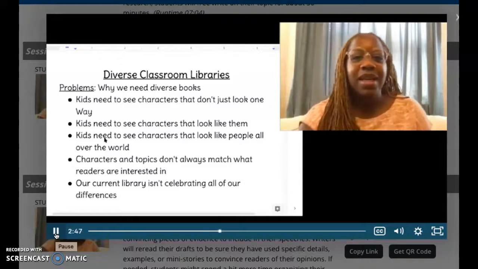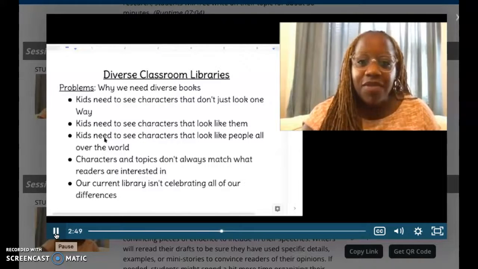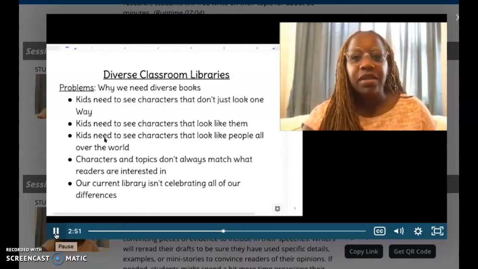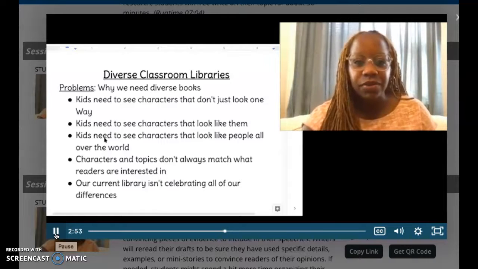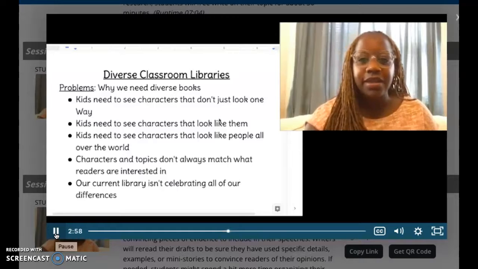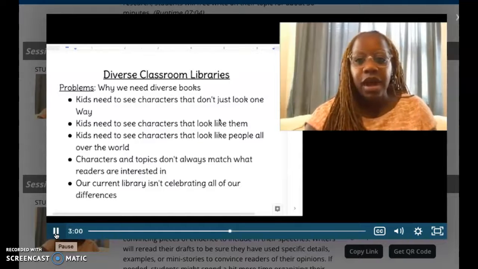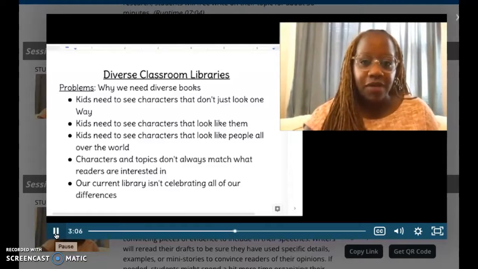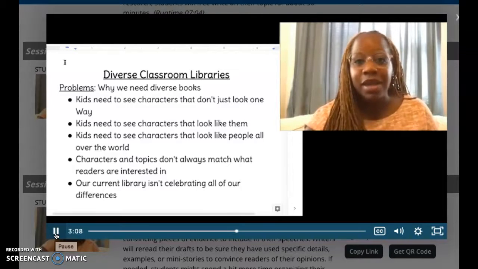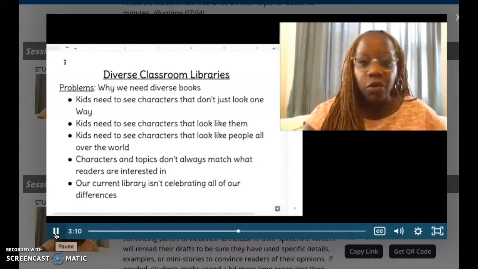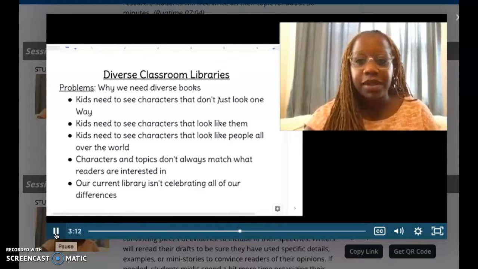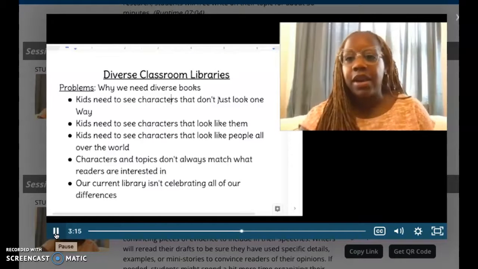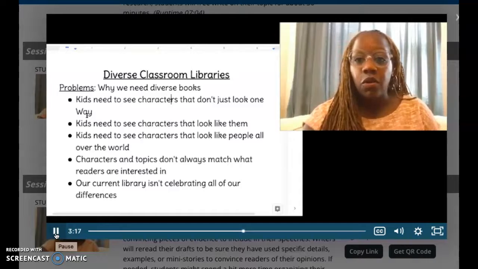Okay, so it looks like some of the evidence is about kids in our classroom. Like the part where we say kids need to see characters that look like them, that feels like it's about kids in our classroom. And then it feels like some of the other evidence is about kids around the world, like the part where it says kids need to see characters that don't just look one way.